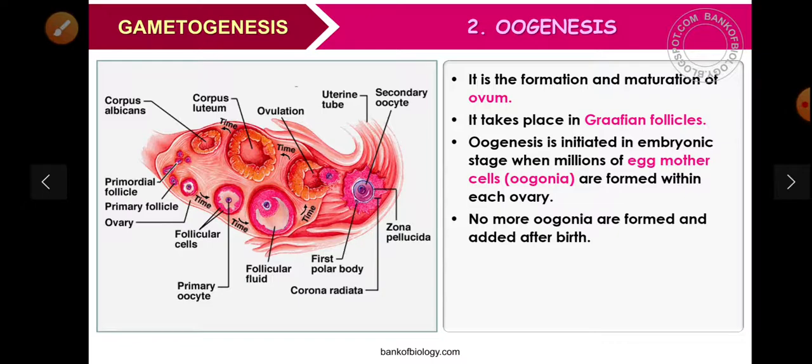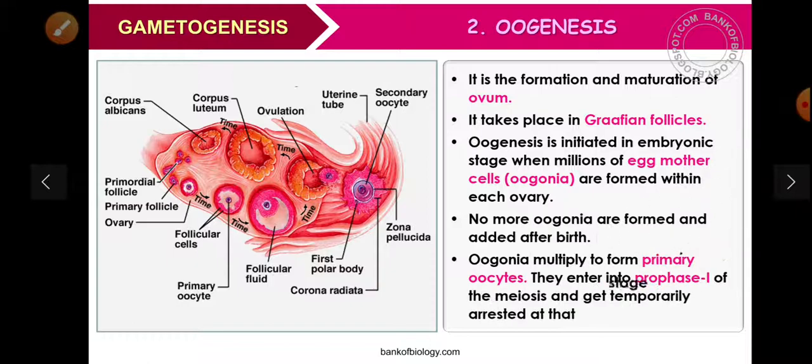Oogenesis is initiated in the embryonic stage, when millions of egg mother cells, oogonia, are found within each ovary. No more oogonia are formed or added after birth. Oogonia multiply to form primary oocytes. They enter into prophase 1 of meiosis and get temporarily arrested at that stage.